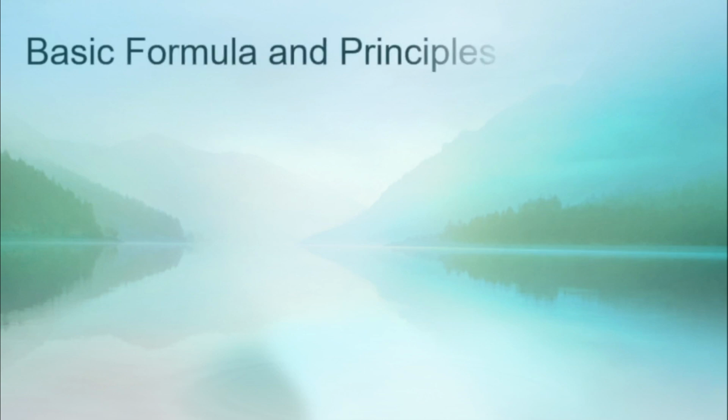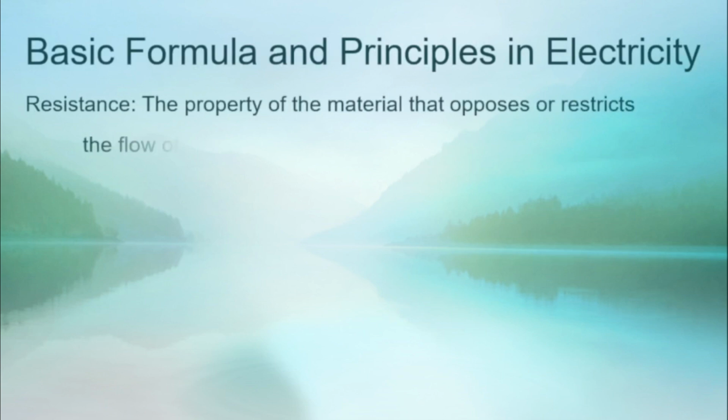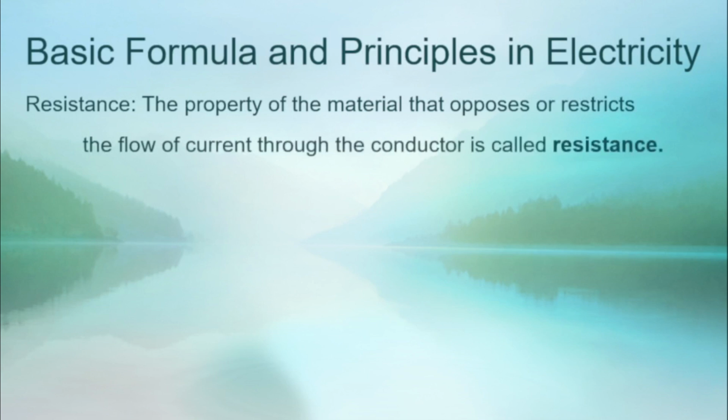Basic formula and principles in electricity. Resistance, the property of the material that opposes or restricts the flow of current through the conductor, is called resistance. The unit of electrical resistance is ohm.